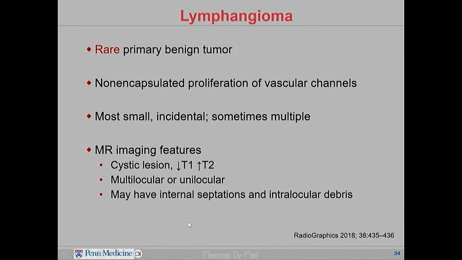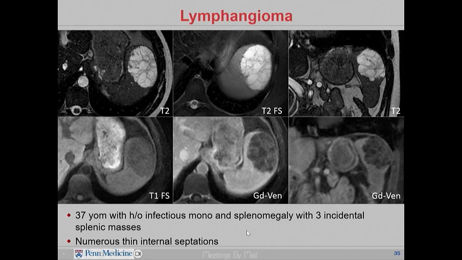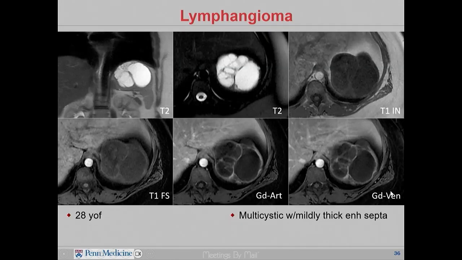So next we'll talk about lymphangiomas. It turns out lymphangiomas are actually fairly rare, even in the spleen. They're going to be cystic in nature, so low T1, high T2 signal. They're going to be multilocular or unilocular, and they may have internal septations. So here's your prototypic lymphangioma. It's a patient who had infectious mono and splenomegaly, and he had 3 of these. You have a T2 hyperintense lesion, well-defined margin, slightly lobulated, with all these internal septations that progressively enhance. This is another lymphangioma.